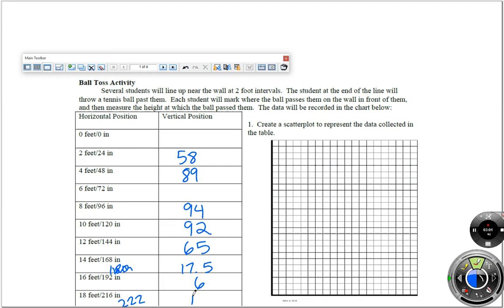So if you have a calculator, take it out. If you don't have a calculator, you can borrow one from the back. Make sure we at least have one side by side for each pair of people.